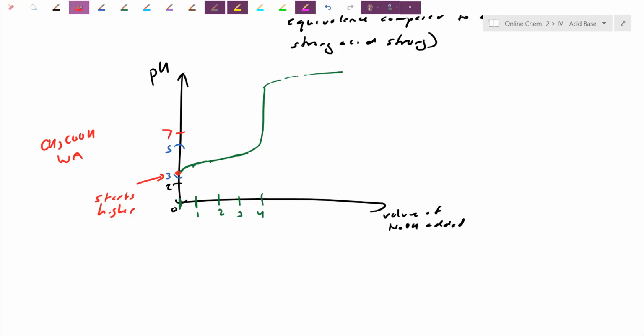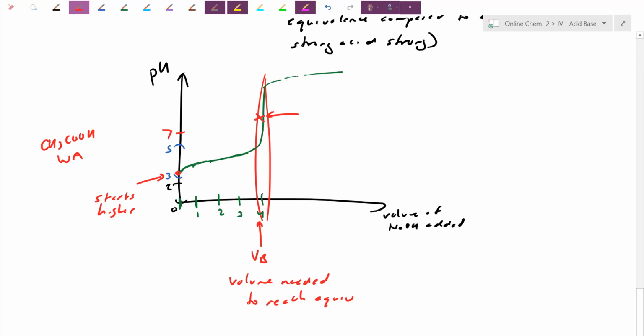So first thing that we just said here is the VB. This is the volume of base here. It was somewhere close to 4, maybe a little bit over 4 here. The VB is the volume needed to reach equivalence, to reach this sort of jumping up point. This jumping up point, the midway point, is actually the equivalence point. Curiously, the equivalence point here for a weak acid strong base curve actually has a pH that's bigger than 7. We're going to come back to that in a second.